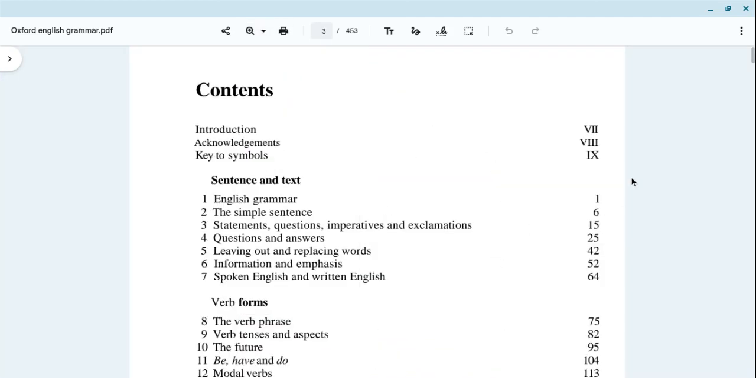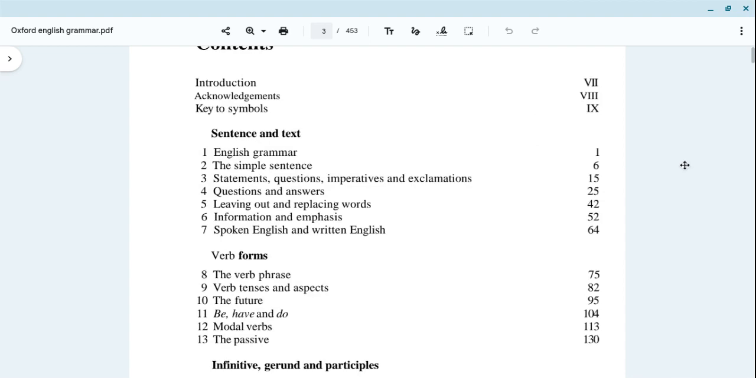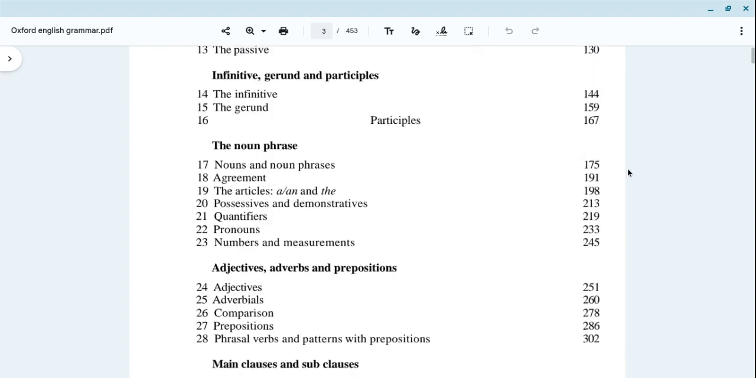Let's open it up a little bit. Contents, introduction, acknowledgements, key to symbols. Everybody, I'm not going to read those parts of the contents. I'm going to start with English grammar. Number one: Sentence and text. We are going to start with sentence and text, English grammar. So let's go.